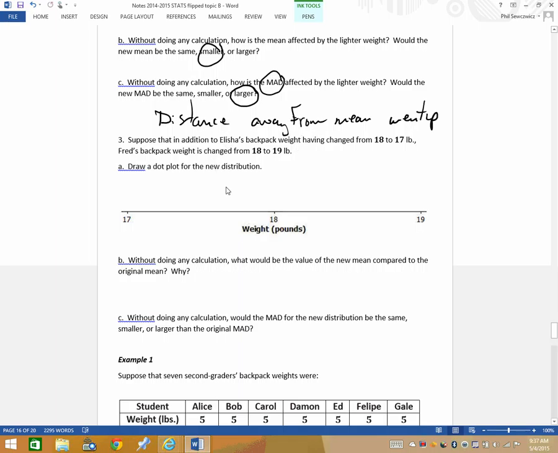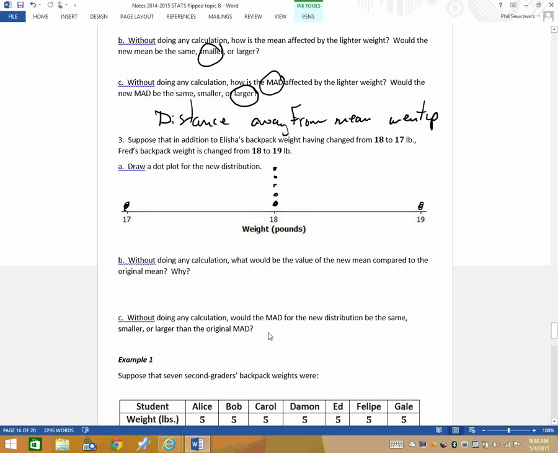So let's look at one more thing that we've got going on here. Suppose that in addition to Alicia's backpack changing from 18 to 17, Fred's backpack has changed from 18 to 19. So we got 1 person at 17, we got 1 person at 19, and that means we got 1, 2, 3, 4, and 5 people that are there in the middle.